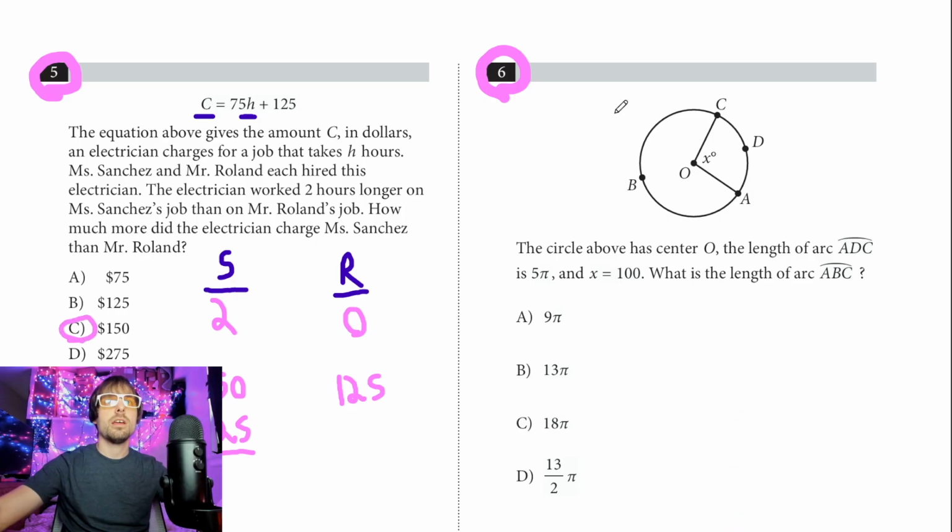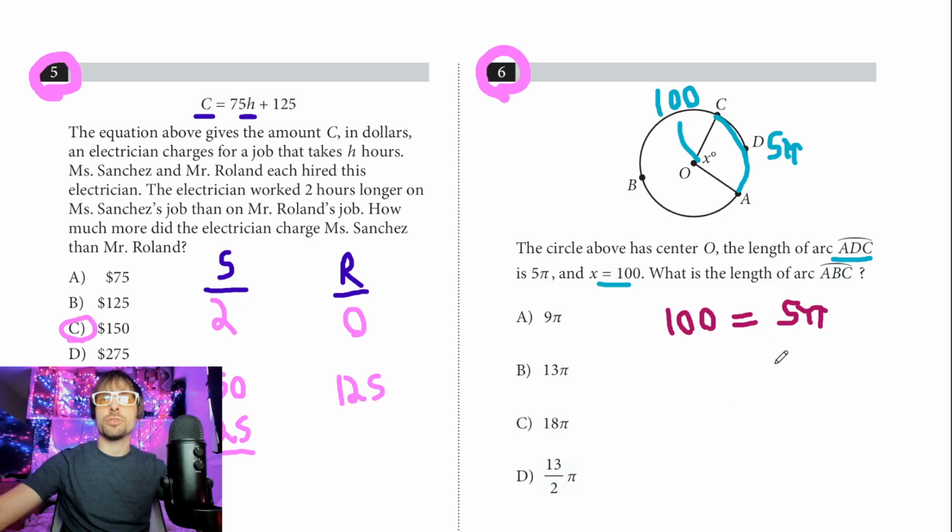Number 6, I see a circle and we're dealing with arc lengths and angles. So anytime we're dealing with these two, I want to make a proportion. Our arc length is 5 pi. Our angle is 100 degrees. So that's going to be our starting proportion. 100 is equal to or represents 5 pi. And there's multiple ways you can set up your denominator. You could say, okay, well, what if we have our total 360 degrees, which would also be equal to our total circumference? But we can do a little bit of a shortcut here.